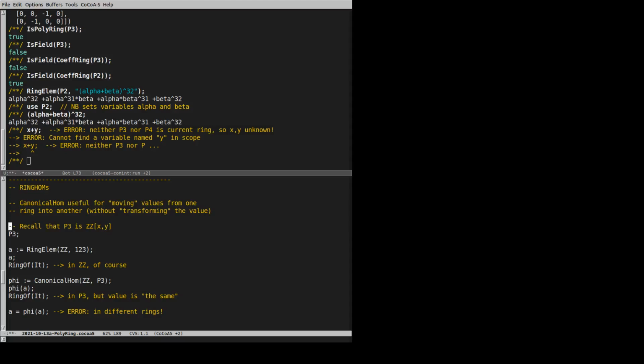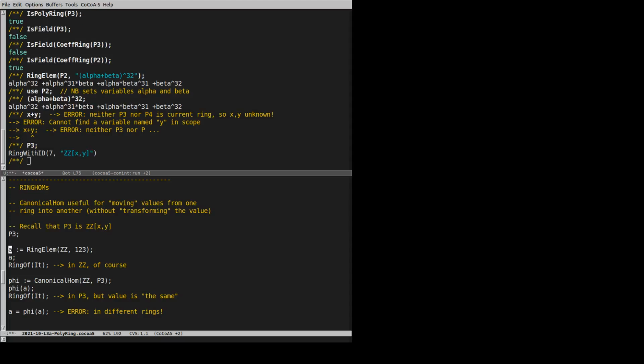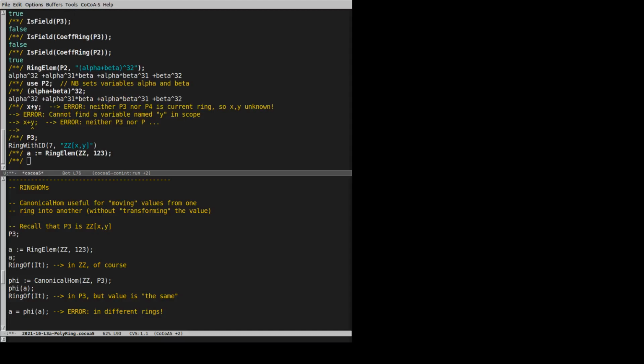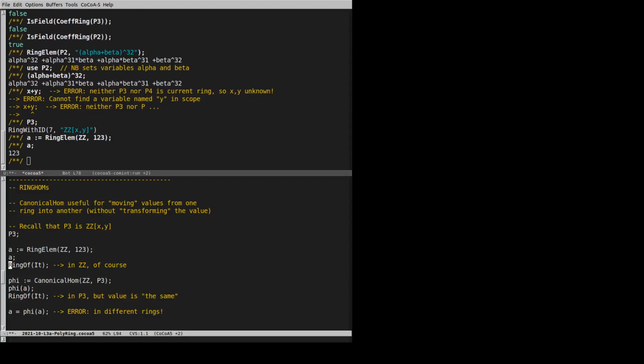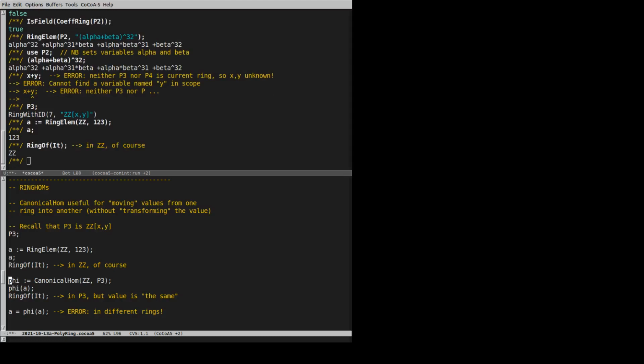So let's have a quick look at an example here. P3 is the ring Z[x,y]. We'll just recall that. So let's create an element of it. In this case, it just happens to be an integer. Printed out, it appears to be an integer. We can ask for the ring it belongs to. Oh, sorry, I was misreading. We created this as an element in the ring Z. So this is an integer belonging to the ring Z, and its ring is now Z.